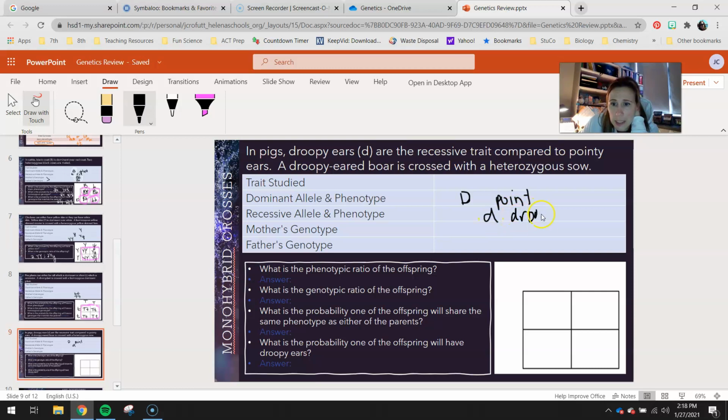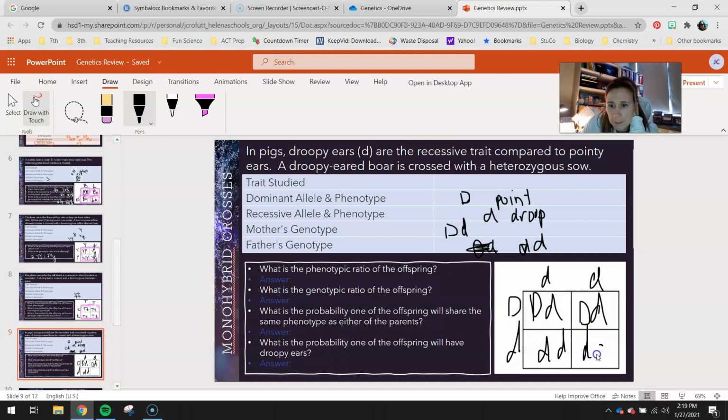Okay, mother's genotype. So remember, she's our sow. So she's heterozygous. She's going to be big D, little d. Dad is our boar. So he is going to be a droopy-eared guy. He is a recessive, so he is little d, little d. And then we'll go ahead and fill out our Punnett square. Big D, little d, big D, little d, little d, little d, little d, little d.